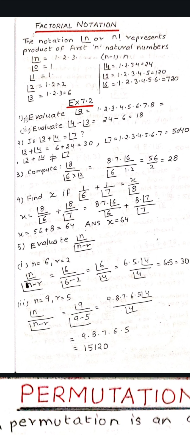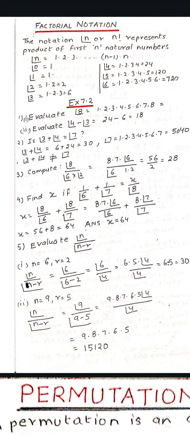Factorial 1 is 1. Factorial 2 is 1 into 2, 2. Factorial 3 is 1 into 2 into 3 is 6. Factorial 4 is 1 into 2 into 3 into 4 is equal to 24. Factorial 5 is 1 into 2 into 3 into 4 into 5, that is 120. Factorial 6 is 1 into 2 into 3 into 4 into 5 into 6, that is 720.